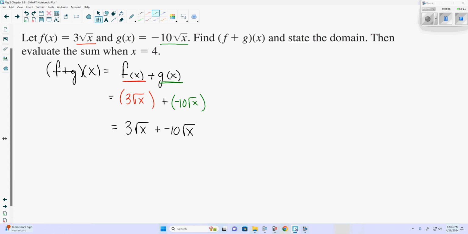Questions on this here? So 3 square root of x and negative 10 square root of x are like terms because the radicals are the same, and what's inside the radicals is also the same. They're both square roots. They both just have x. So since they're like terms, we're really looking at 3 plus negative 10, or 3 minus 10, which would be negative 7 square root of x. Because they're like terms, we're just combining those.